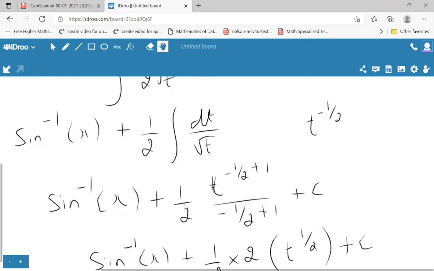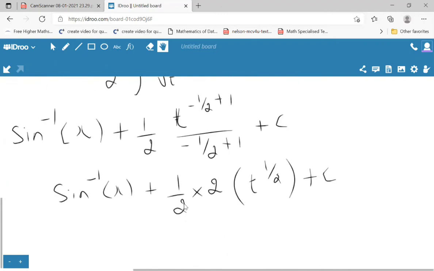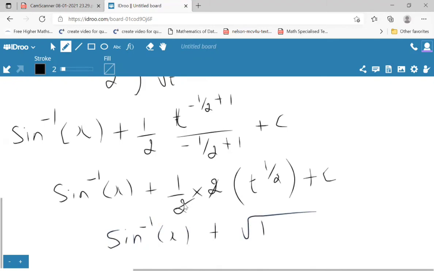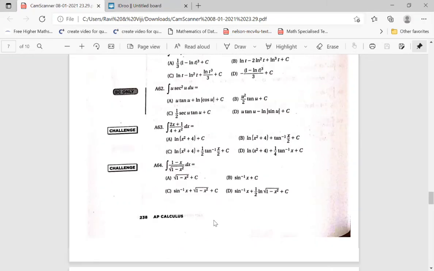Substituting back for t, what did we take t as? We took t as 1 minus x squared. So here this 2 and 2 will get cancelled. So sine inverse of x plus root of 1 minus x squared plus c. Let's see which option is correct. Option C is correct. Sine inverse of x plus root of 1 minus x squared plus c. So option C is correct.